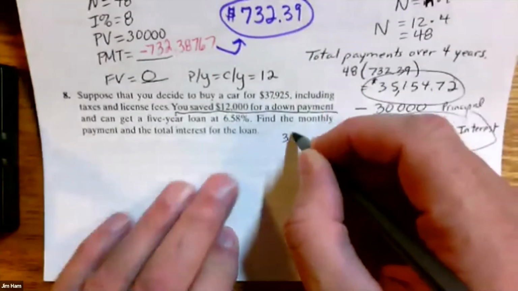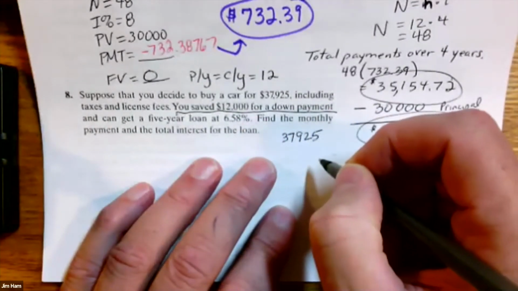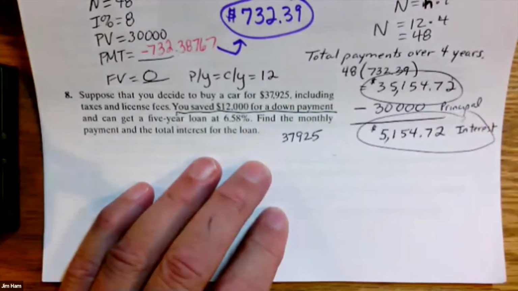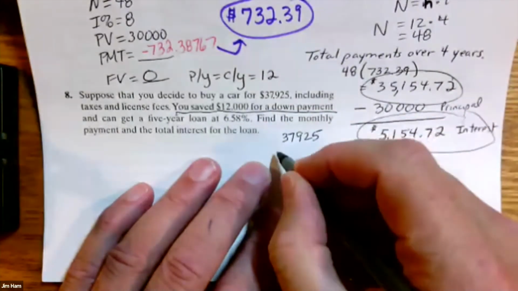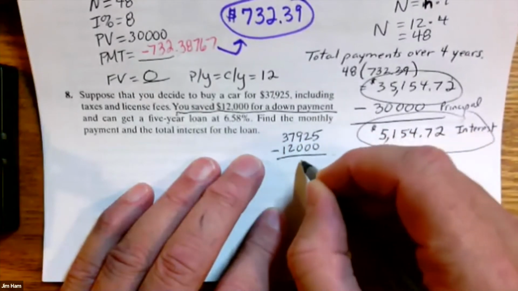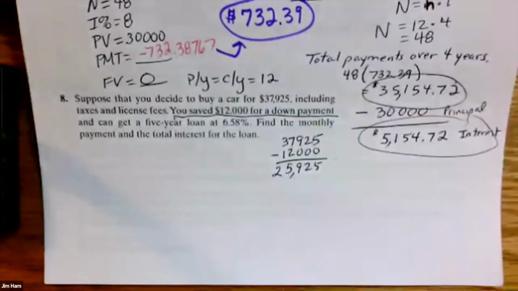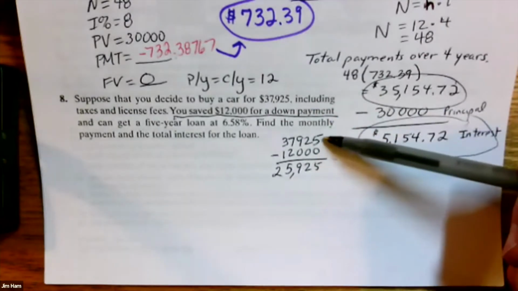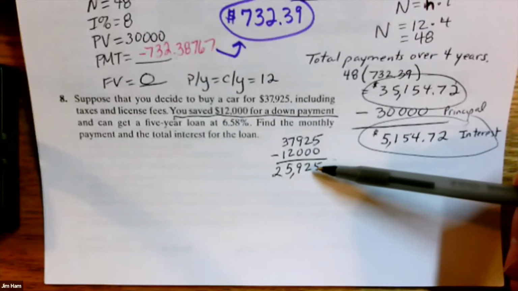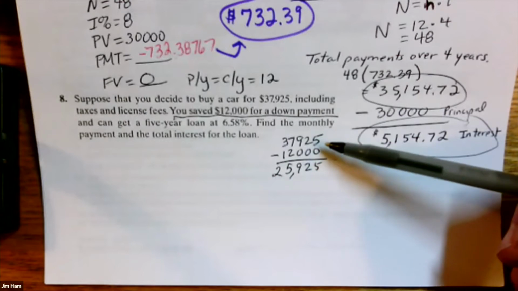So if the car was $37,925, let's say with taxes and everything else, we're assuming here, but then you've got the down payment. So when you subtract those two, then it turns out you only need to borrow $25,925. It was what the loan would have been, but then we paid down at the beginning 12,000. So that means over the life of the loan, we're going to pay a lot less interest than if we borrowed the whole amount.